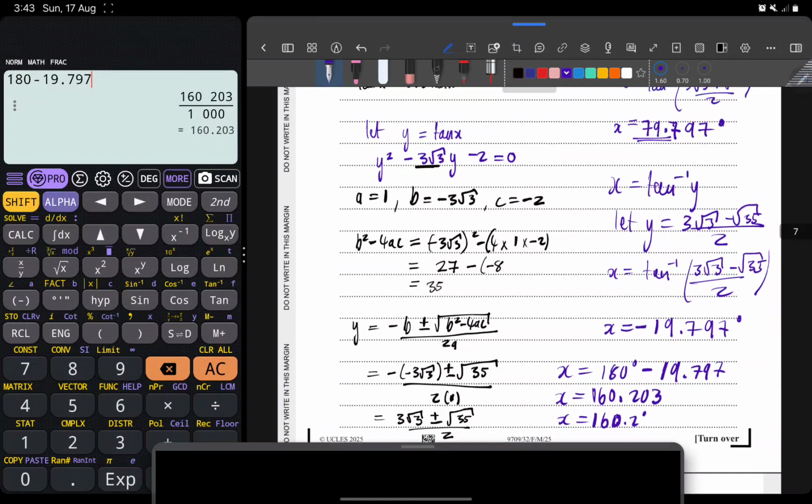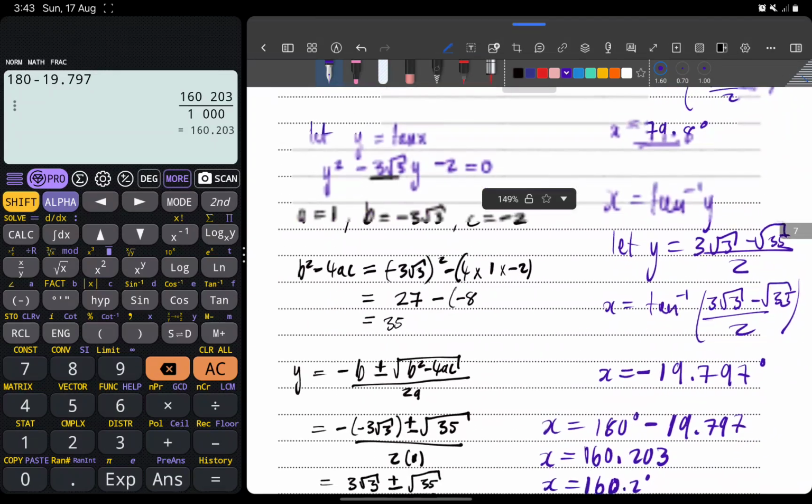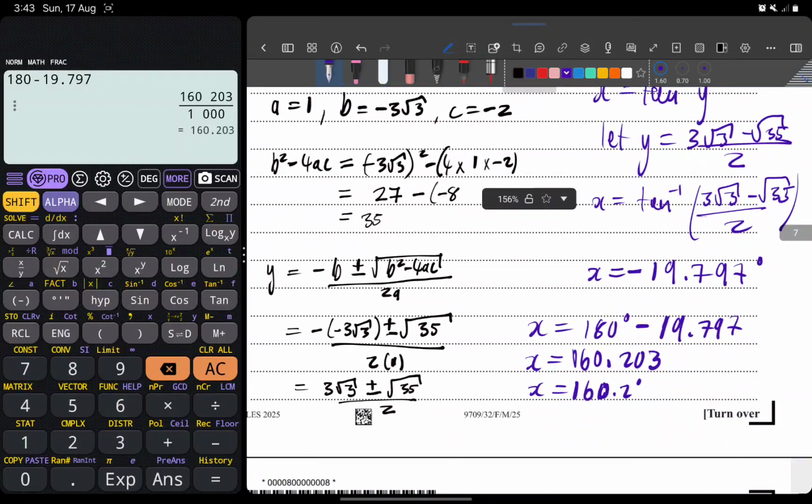And let's go to this other angle. We had 79 point, we'll put it as 79.8 degrees since it's one angle. And it's 1 dp since it's an angle. And we would be done, these would be your solutions. You have the two solutions for x and you can move on.